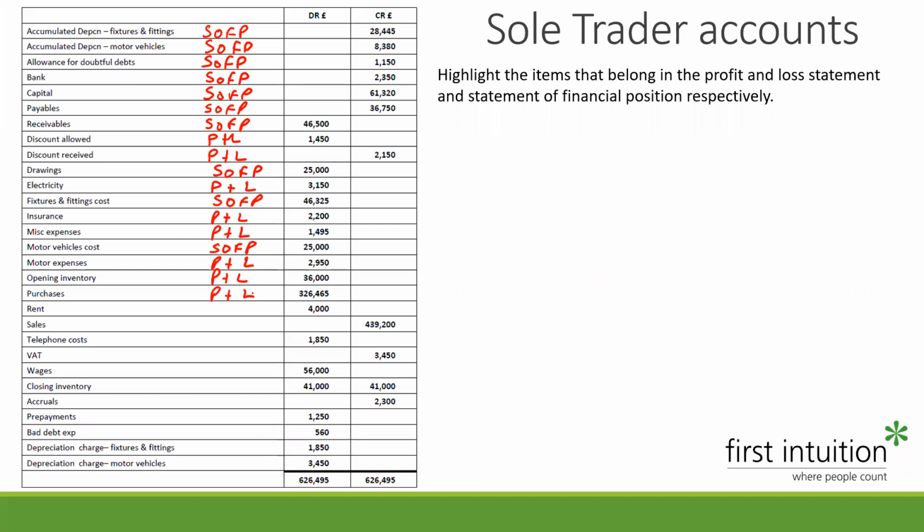Rent, again, there's P&Ls flying around everywhere, fantastic. And sales, P&L. I think an outsider reading this chart would be very confused, wouldn't they? Fantastic. So now telephone cost, again, I'm going to save the question.